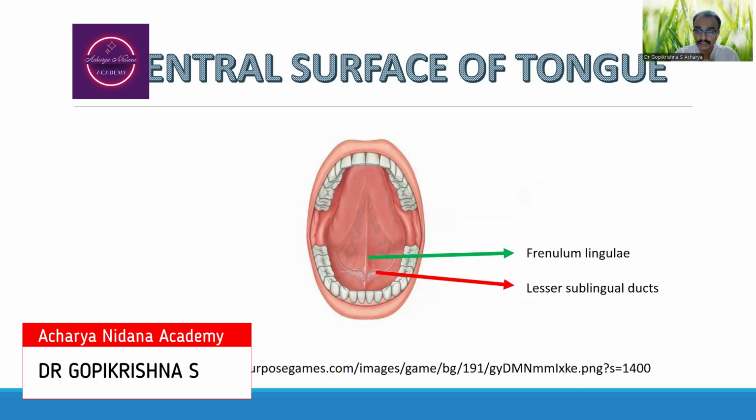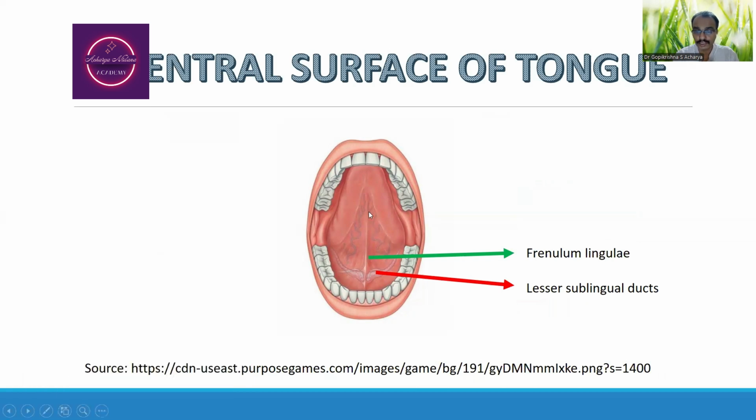So this is considered to be the frenulum linguae, exactly the midline. We are going to see the fusion. This is the frenulum linguae, which is responsible for the protruding of the tongue. If the frenulum linguae is shortened, then the person will have a tongue tie. These are the sublingual ducts, which are responsible for the secretion of the saliva.